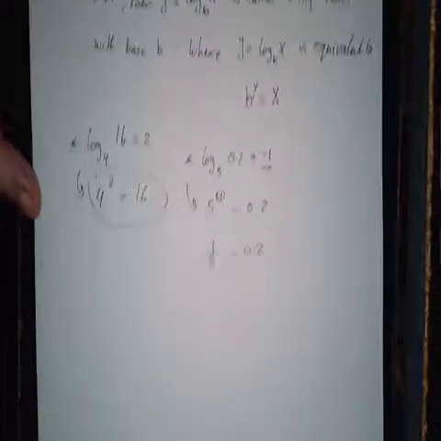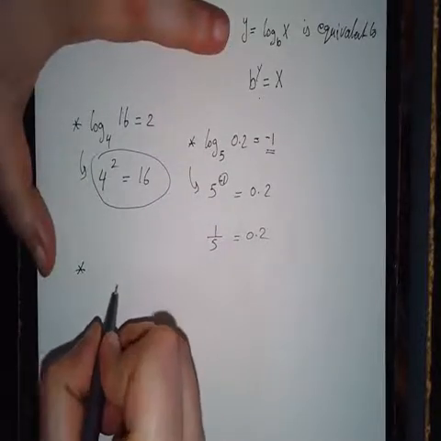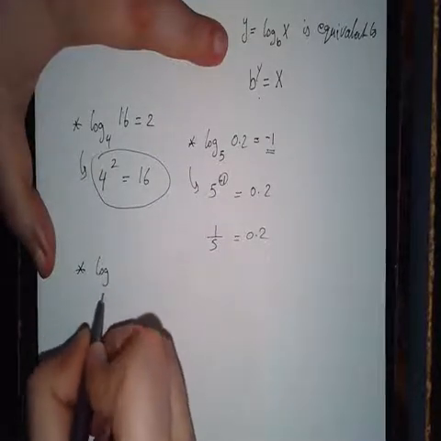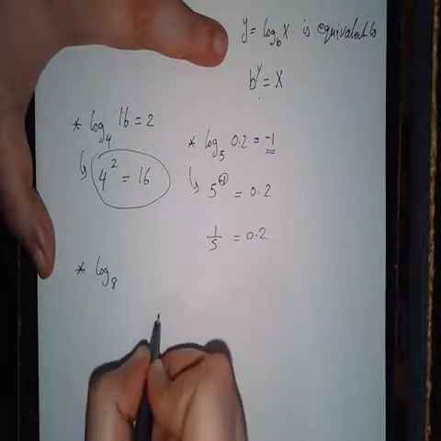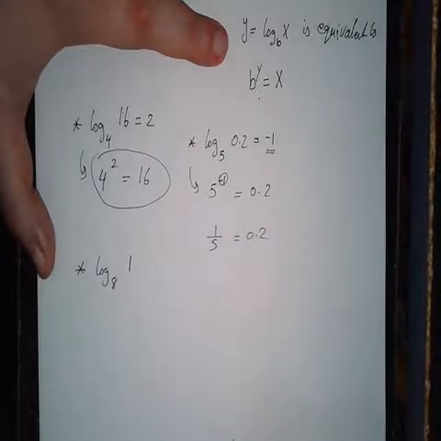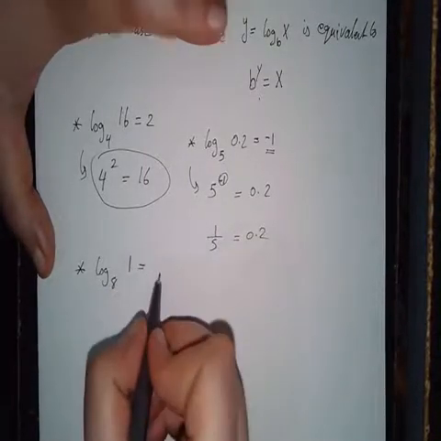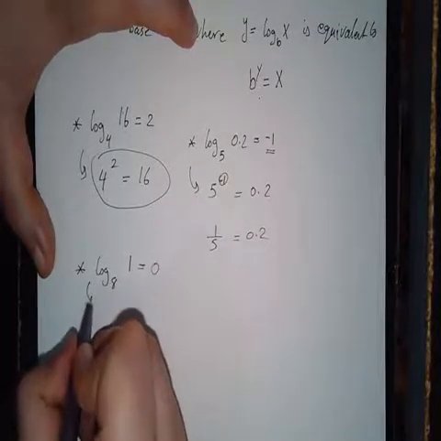Okay. How about this one? Log to the base of 8. So this is the base of your log. Now what's inside the log is the number 1. And it equals 0. So let's write this in exponential form.